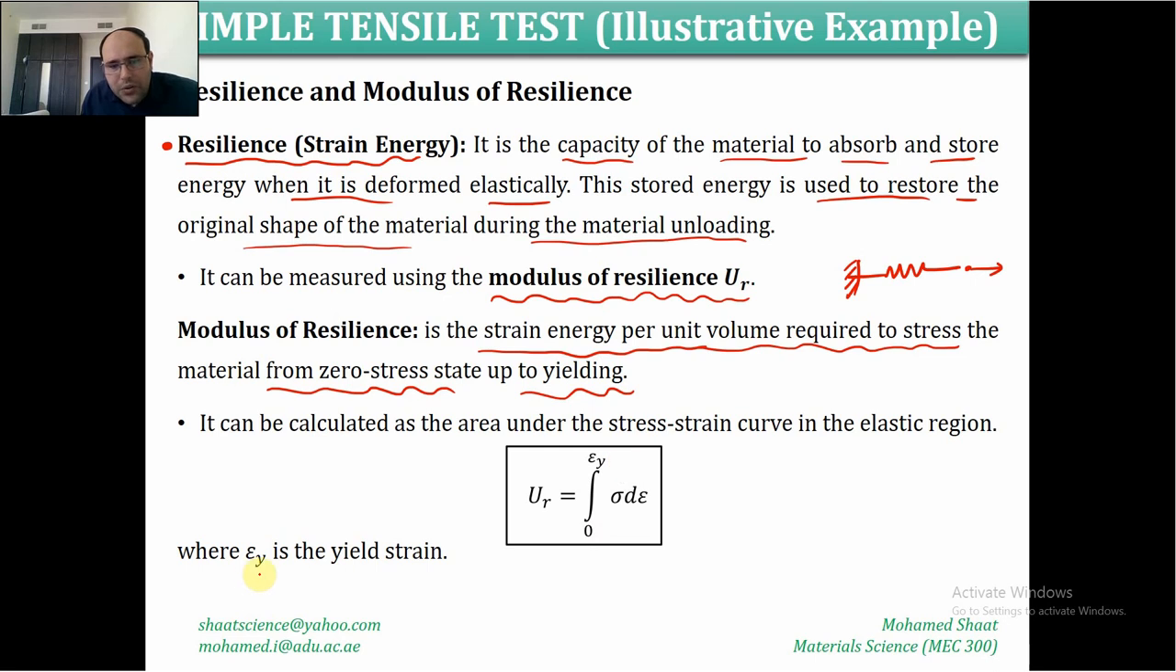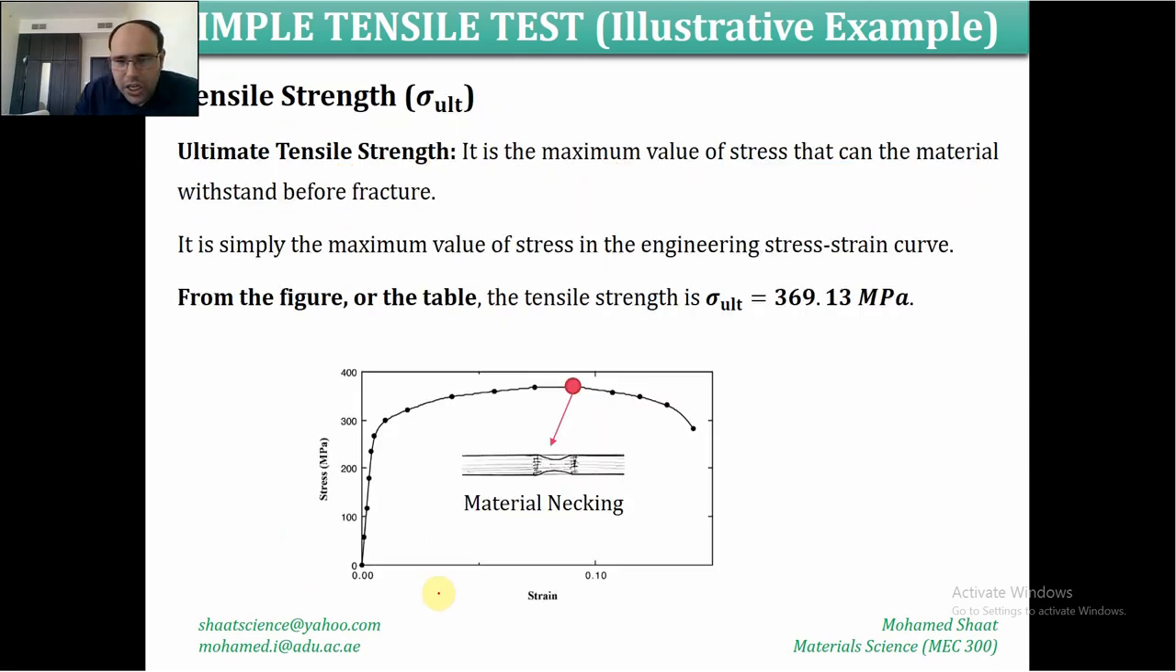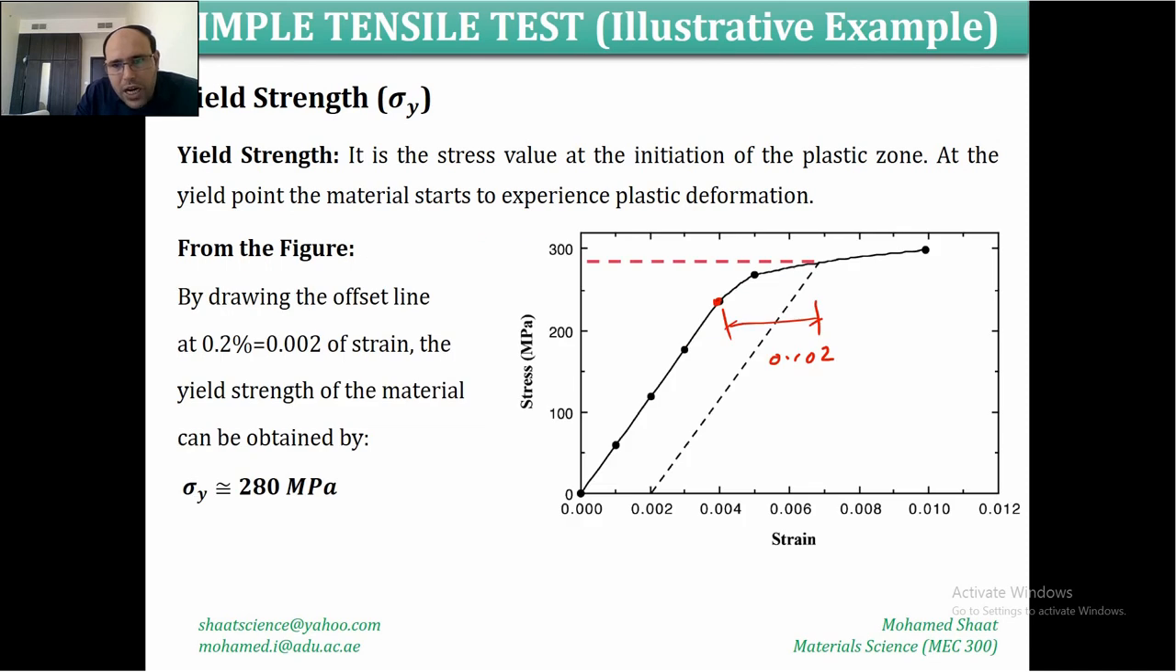What is epsilon y? This is the strain at the yield point, or the yield strain. At the yield point that we identified from this curve, at which we already calculated the yield strength of the material, if we draw a vertical line that intersects with the strain axis, this is going to give us how much epsilon y is. This is the yield strain.